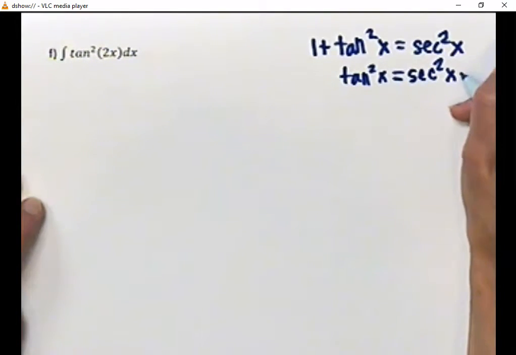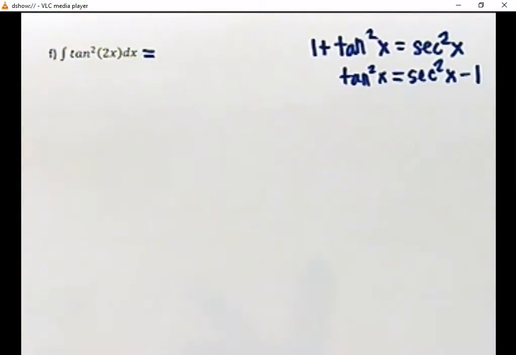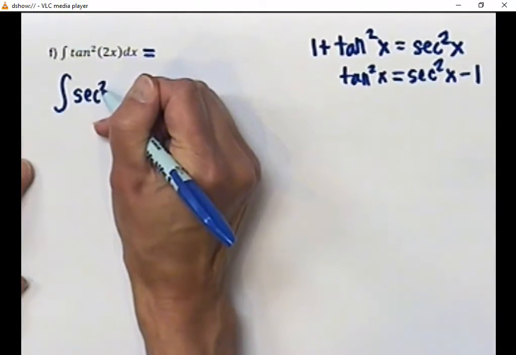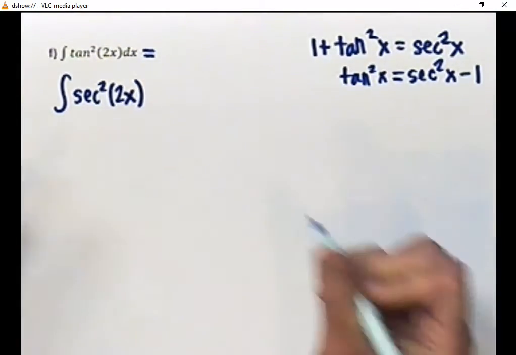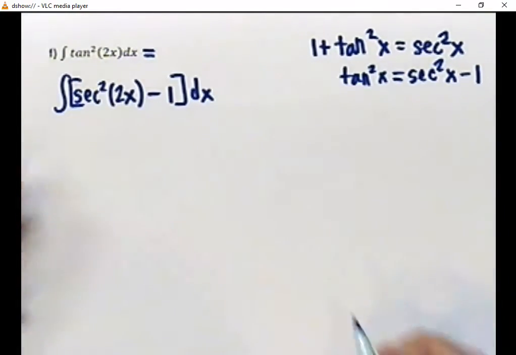Yeah, secant squared of x minus 1, right? So we're going to use that identity here. Because I can't integrate tangent squared, I've got to put it into terms of something I can. So let's do that. So this becomes the secant squared of 2x minus 1 dx. I'm just going to use that identity. And there's a 2x, so obviously I keep that. Okay, now can I integrate this?